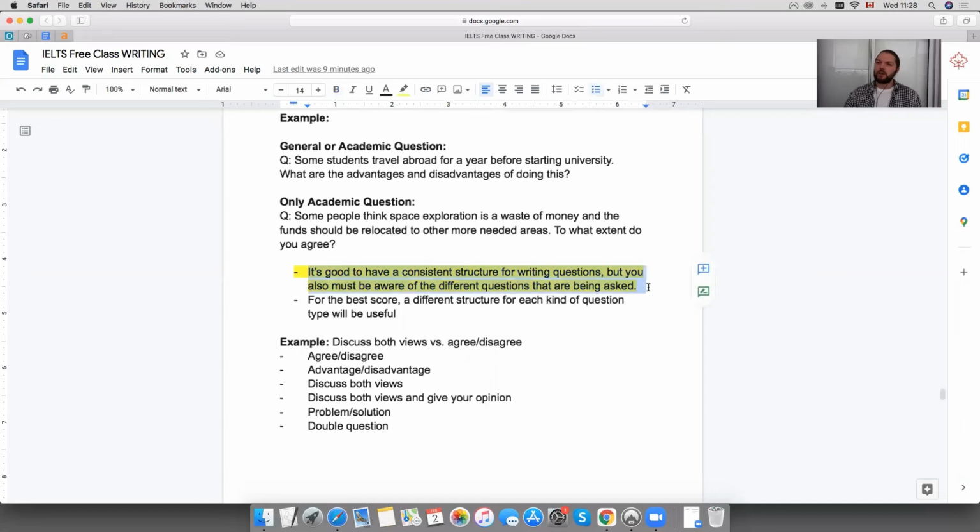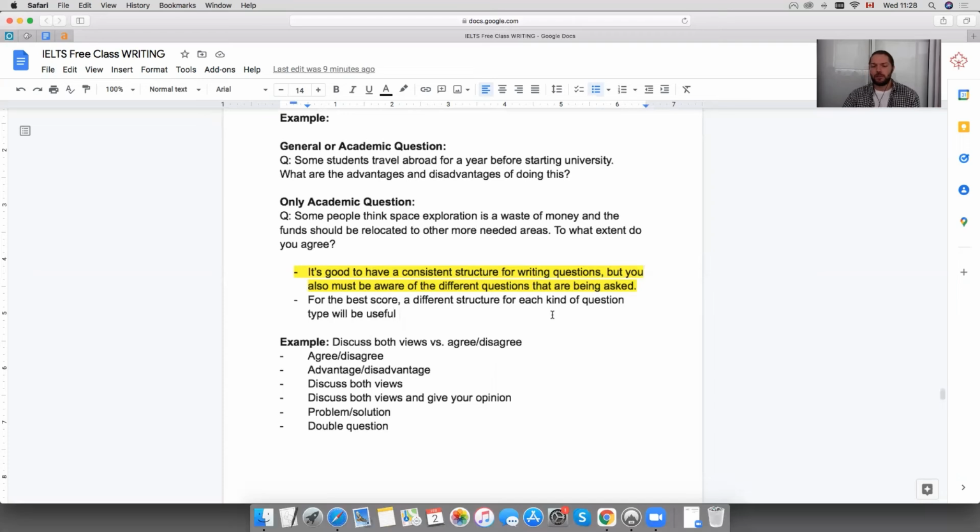I'm always going on about how important structure is, and it's good to have a consistent structure, something that you can depend on in your writing. But if you want to be one of those people, especially on the academic test, who instead of getting a 7, if you want an 8, for example, it's good to have different structures for different kinds of questions.